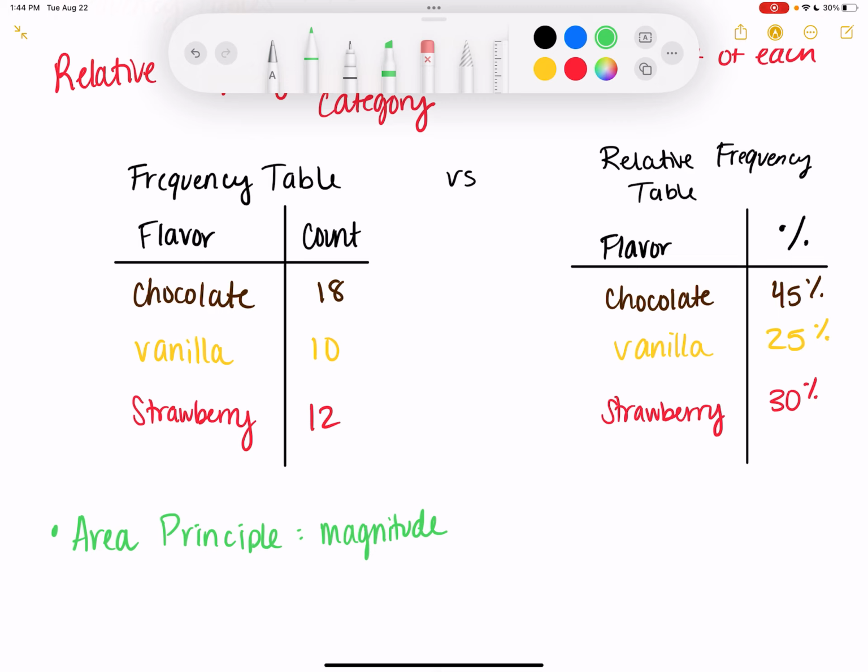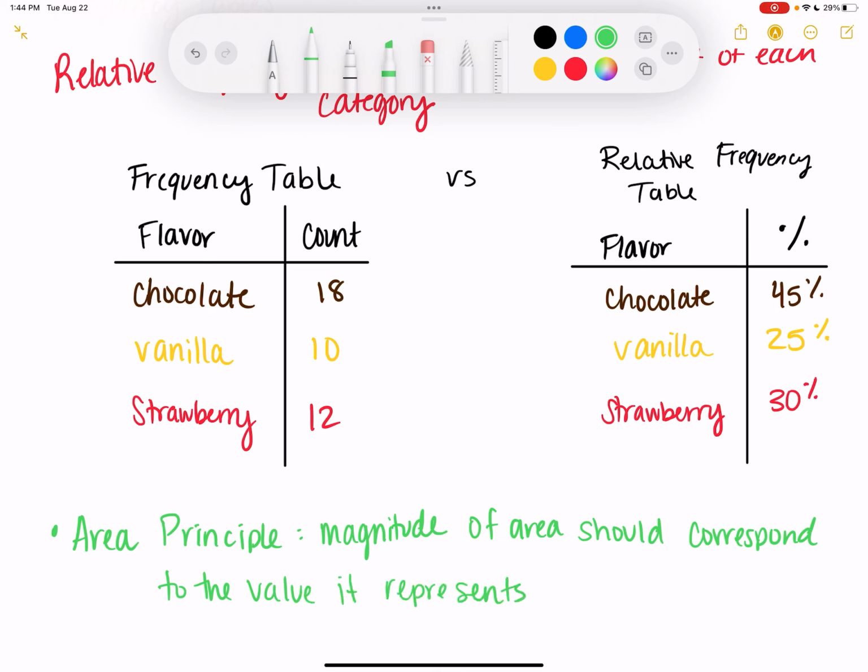All right, the area principle is that the magnitude of area should correspond to the value it represents. Also, one thing I forgot to point out up here is that these two graphs have the same info in them. It's just two different ways to represent it.